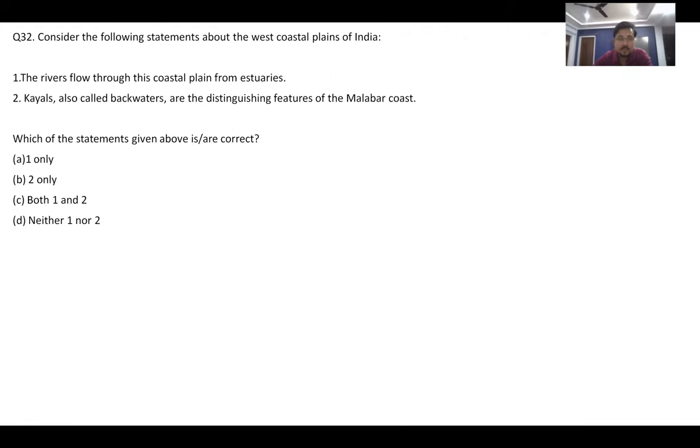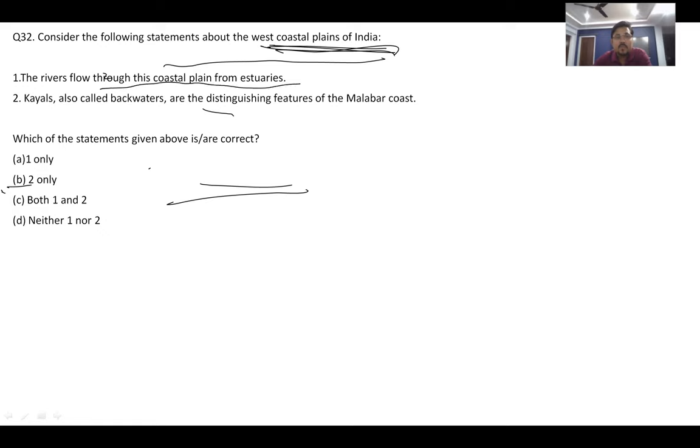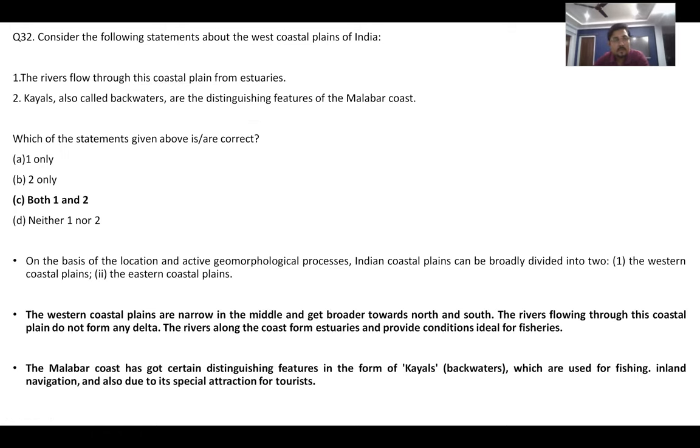Okay, so next, the rivers flowing through the coastal plains of India. Which one is correct? The rivers flow through the coastal plain from estuaries. Kayals, also called backwaters, are the distinguishing features of the Malabar coast. Which of the following statements are correct? So both 1 and 2 are correct here.